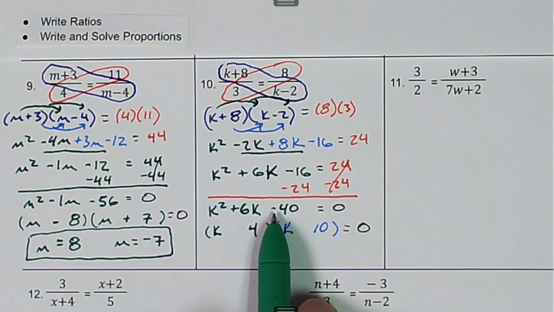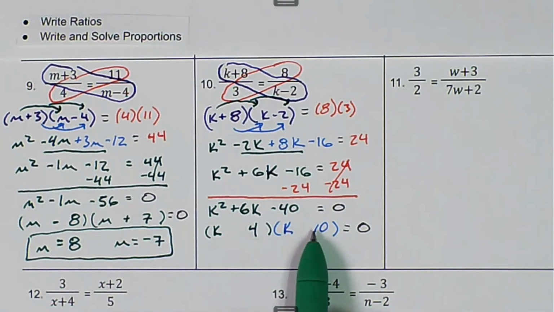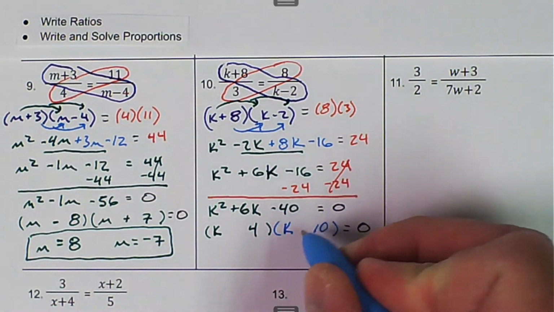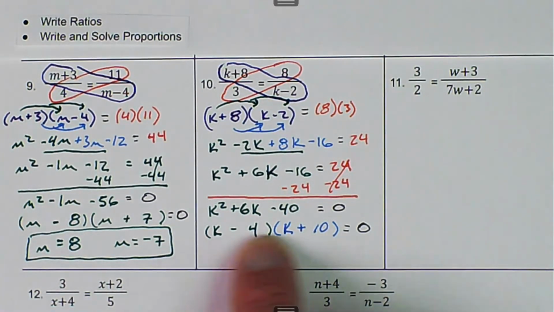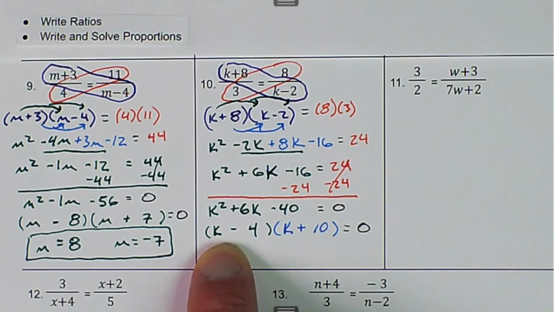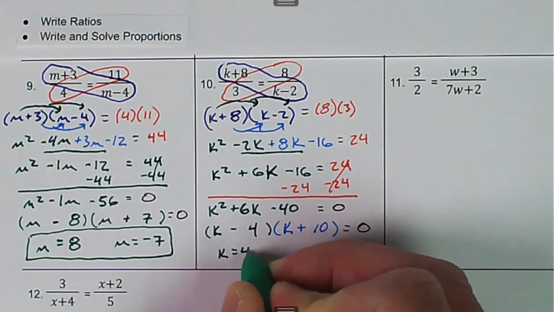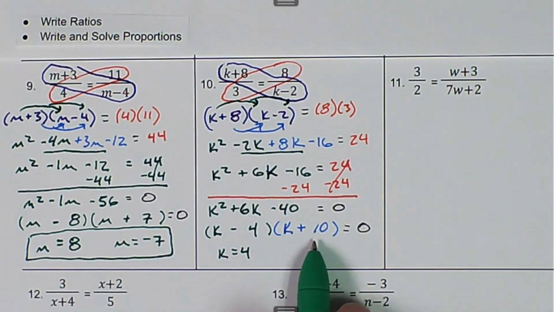Now, because it's negative, one of them has to be positive and one of them has to be negative. And we have a positive 6, so the bigger value has to be positive. So in this case, we're going to get plus 10 and minus 4. And then remember, what would make this green binomial 0? That would be if k were equal to 4. And what would make this blue binomial 0? That would be if k were equal to negative 10.